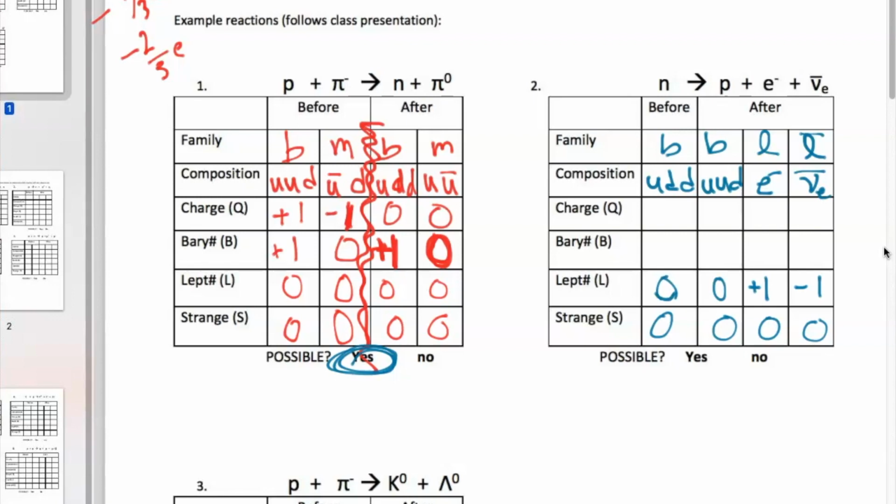Okay, so then I'm going to look at the baryon numbers. I know that a neutron is a baryon. That means it has a baryon number of +1. And the proton is also a baryon, so it has a baryon number of +1. The electron is not a baryon. The neutrino is not a baryon, so they have baryon numbers of 0.